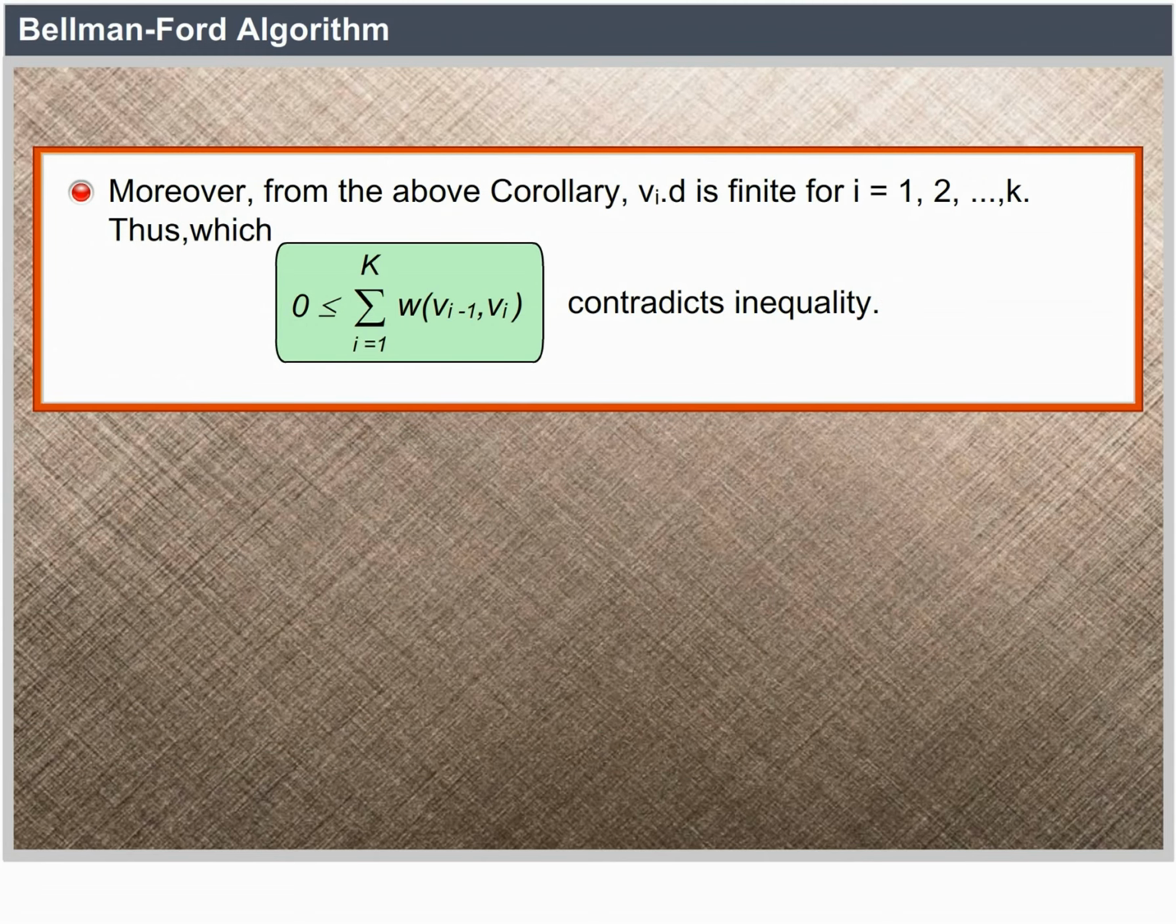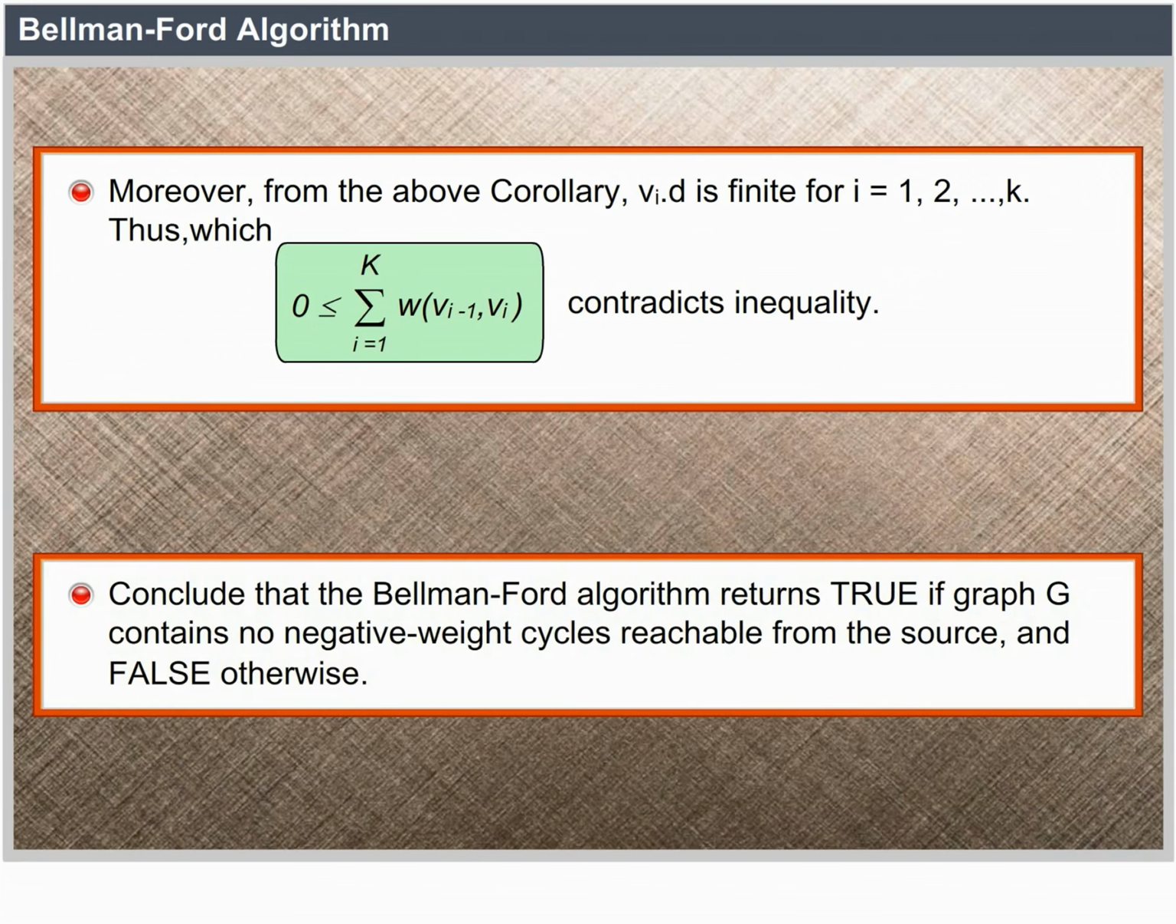Moreover, from the above corollary, v_i.d is finite for i = 1 up to k. Thus, 0 ≤ the summation for i = 1 to k of w(v_{i-1}, v_i), which contradicts the inequality. Conclude that the Bellman-Ford algorithm returns true if graph G contains no negative weight cycles reachable from the source, and false otherwise.